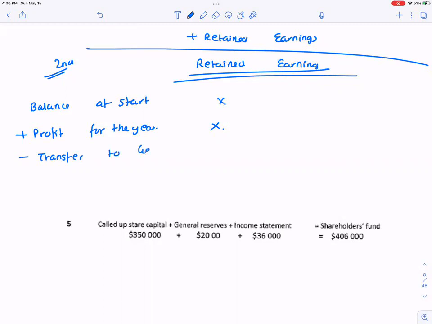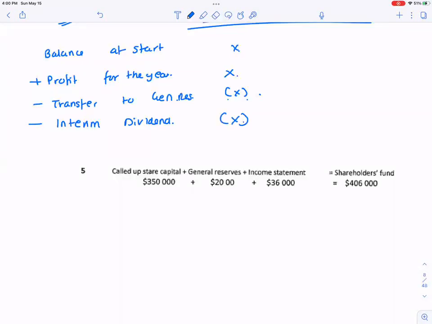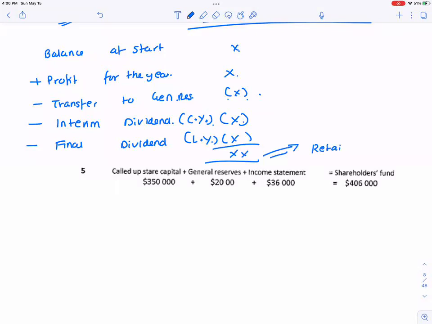Minus interim dividend. Can you see the interim dividend I have written? Minus interim dividend. Interim dividend would always be paid for the current year. And minus final dividend. Final dividend would always be paid for the last year. And you would get your retained earnings at the end.